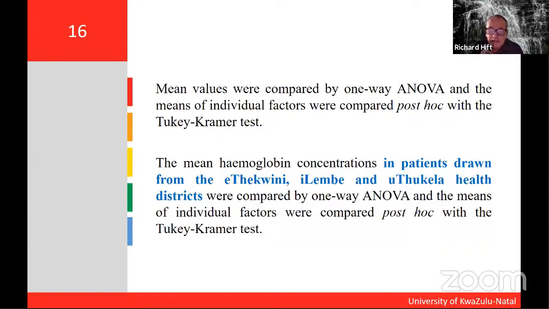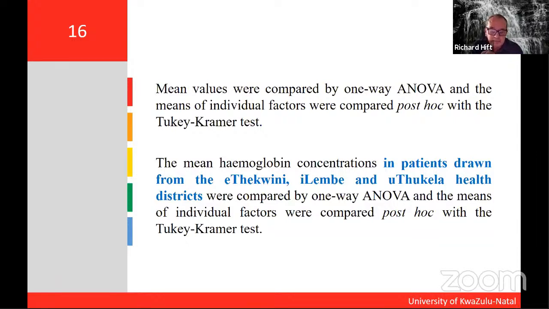The only point I'm making here is one I made a little bit earlier, actually out of sequence. It's perfectly acceptable in your methods to use the names of what was compared. Instead of saying mean values were compared by one way ANOVA, you could say the mean hemoglobin concentrations in patients drawn from the eThekwini, Ilembe, and Utukela health districts were compared by one way ANOVA. On the other hand, if you're doing 5 or 6 or 8 one-way ANOVAs in your paper, then it makes more sense to write that generic statement at the top.